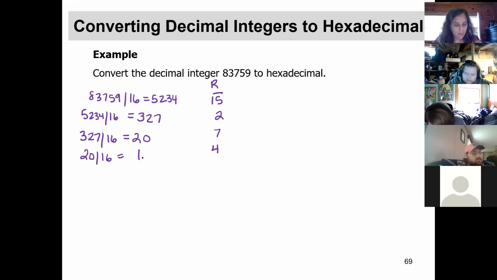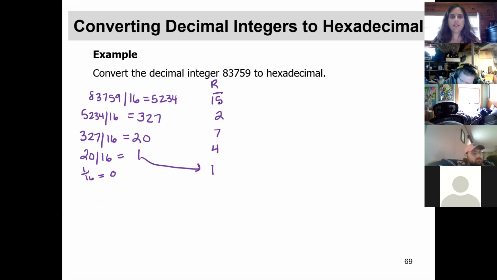And then when we're down to that 1, remember, you can just bring that down as your remainder, because 1 divided by 16 is not going to get us anywhere. That's going to be 0, and that's our remainder for that. So you can just not do this last line, because that 1 is going to come down.